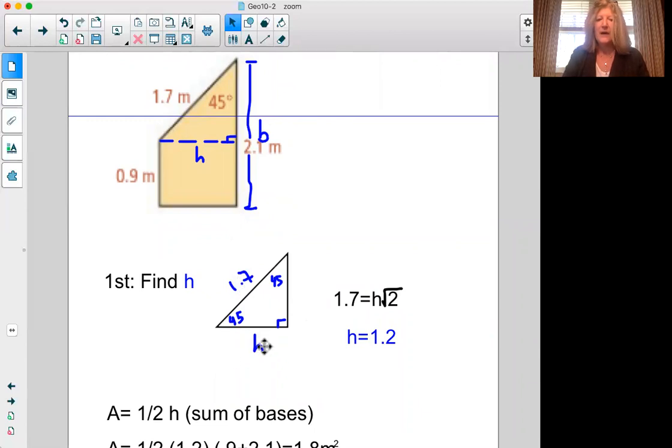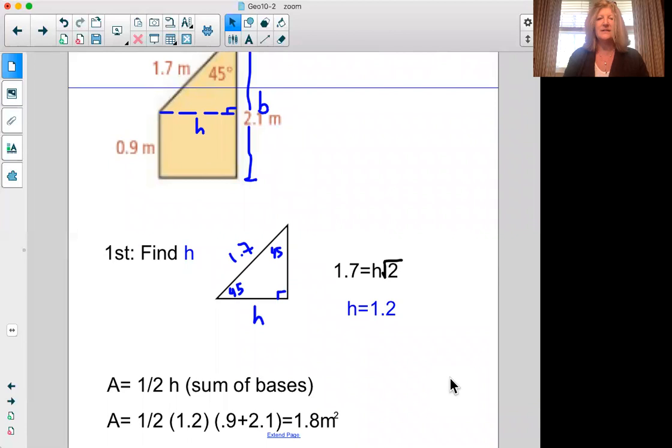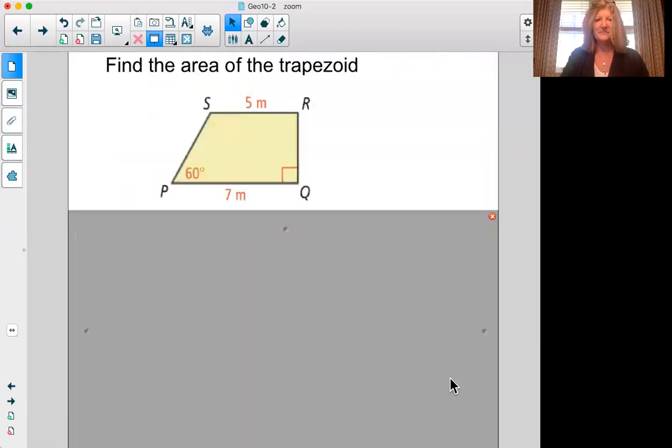How do you go backwards from the hypotenuse? Well, you say this hypotenuse is one of the legs times root 2. And so you divide both sides by root 2 to get the height. Once you know the height, you can plug everything into the formula to find your area. So pause, practice on your own paper, and then press play.